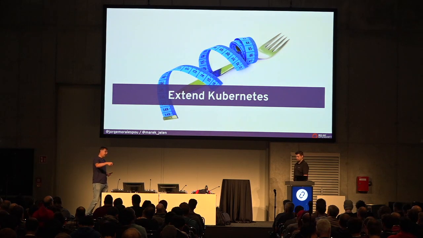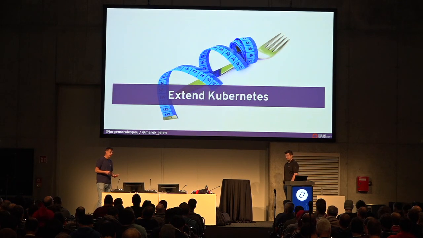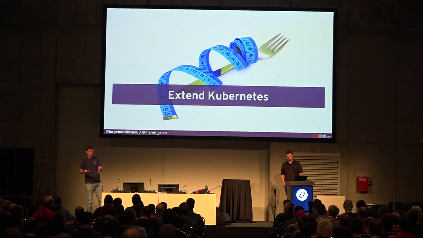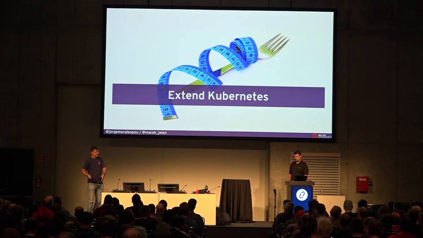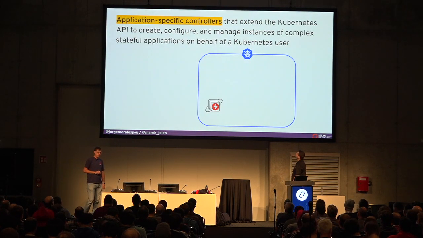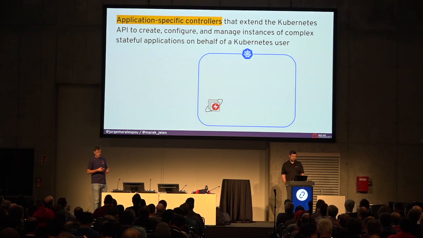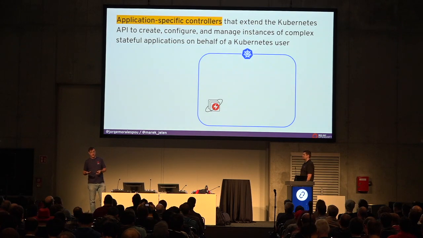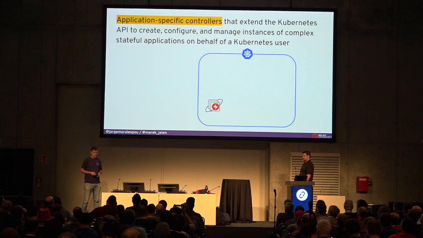You just plug your additional functionality into Kubernetes, and Kubernetes will know, hey, this is custom, this is for this guy, this is how he wants to manage his software. I'll pass this to his specific software manager. So application-specific controllers are how this is built into Kubernetes. There is a set of controllers running in Kubernetes that will use Kubernetes APIs to create, configure, and manage instances of your applications, of your complex stateful applications, of your software.